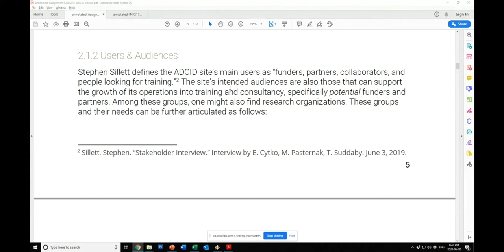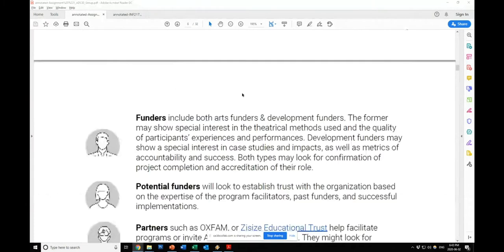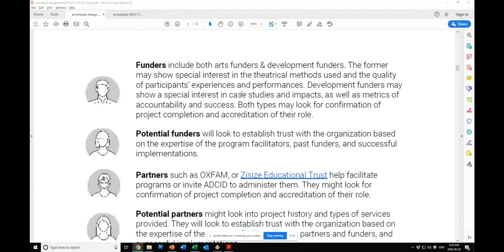The site's intended audiences are also those that can support the growth of its operations into training and consultancy, specifically potential funders and partners. And then they did a nice breakdown as to the types of audiences that were likely going to be coming to this website. Now, again, don't worry, it's a nice graphic, that's fine. I'm not so much interested in that as the thought process that's gone behind it.